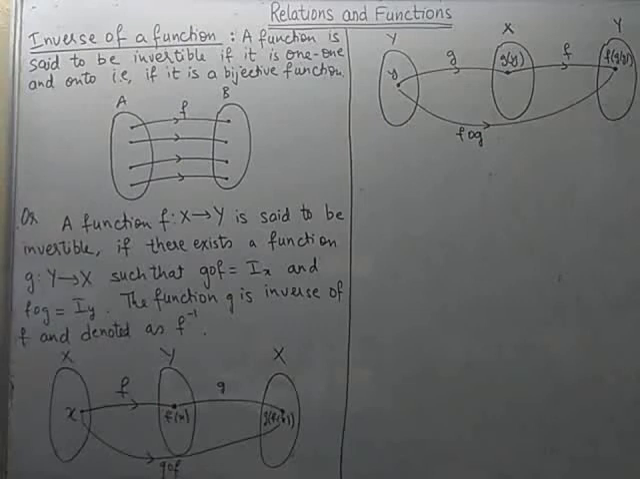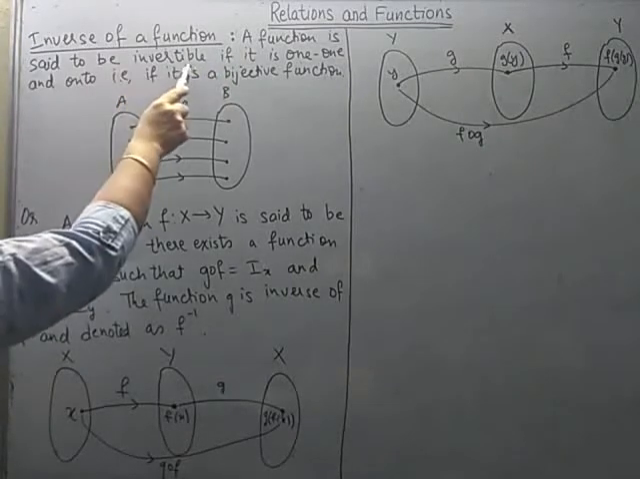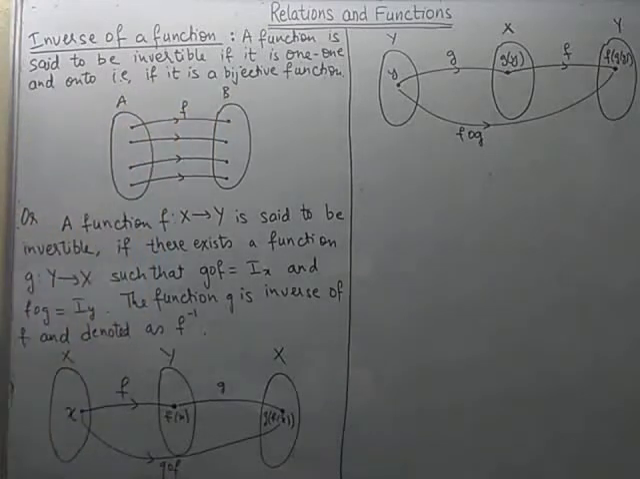Children, using the concept of bijective functions or composition of functions, let us see how to define the inverse of a function. There are two ways of proving or finding the inverse of a function. If we know that a function is invertible, then it has to be one-one and onto. Or we can say if a function is a bijective function, then it will be invertible. So a function is said to be invertible if it is one-one and onto, that is, if it is a bijective function.